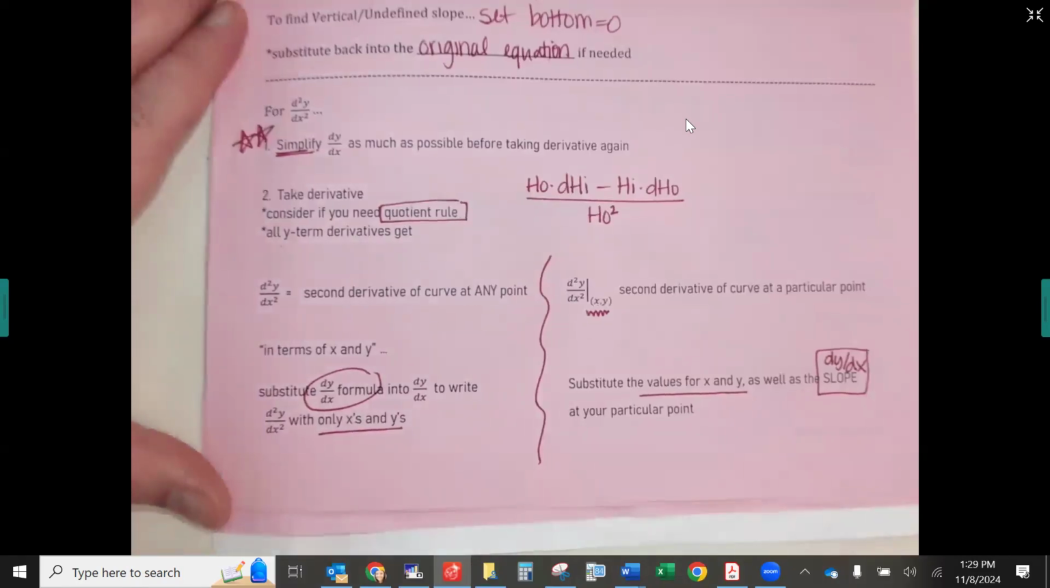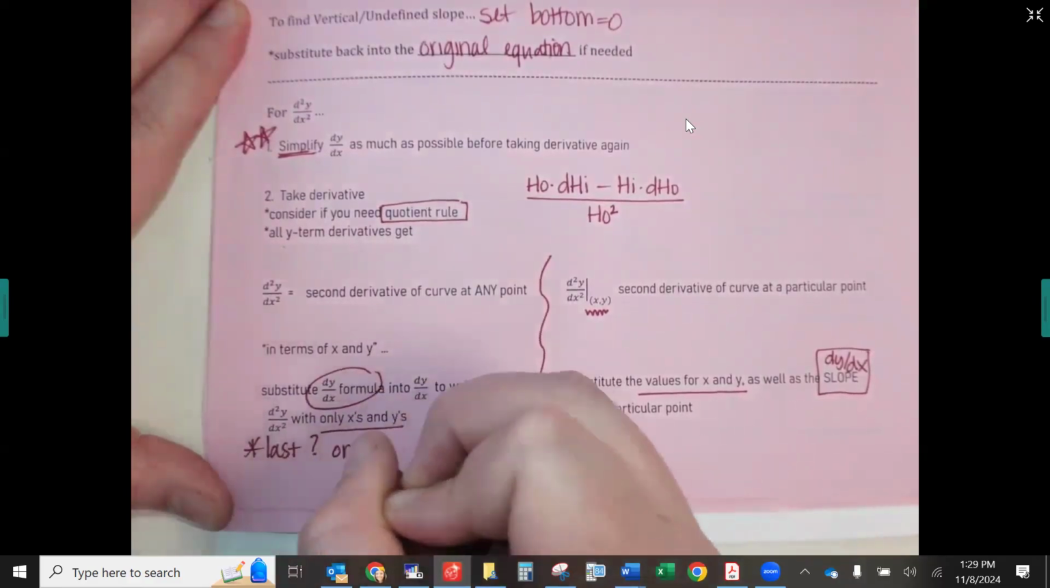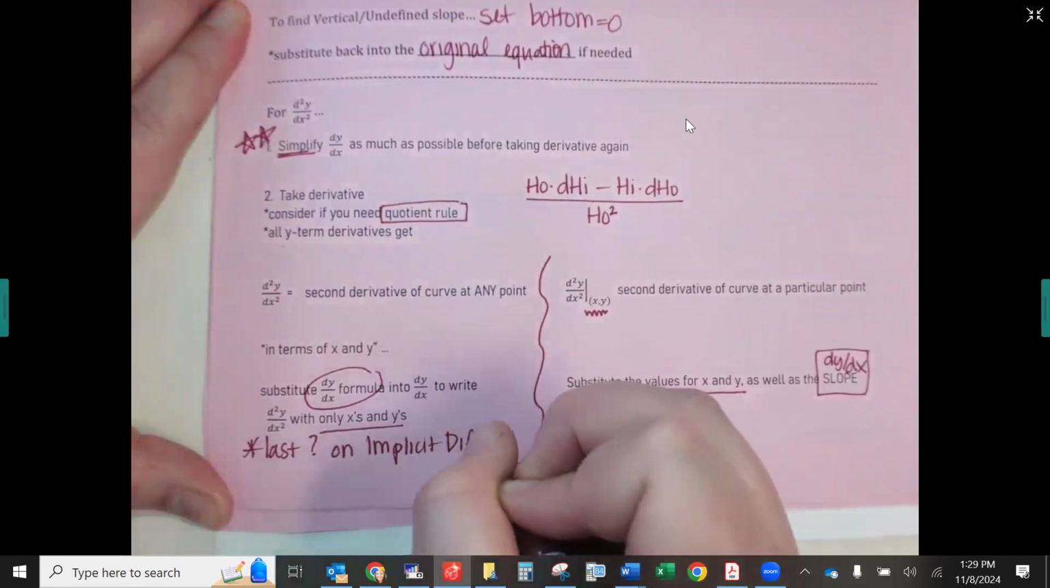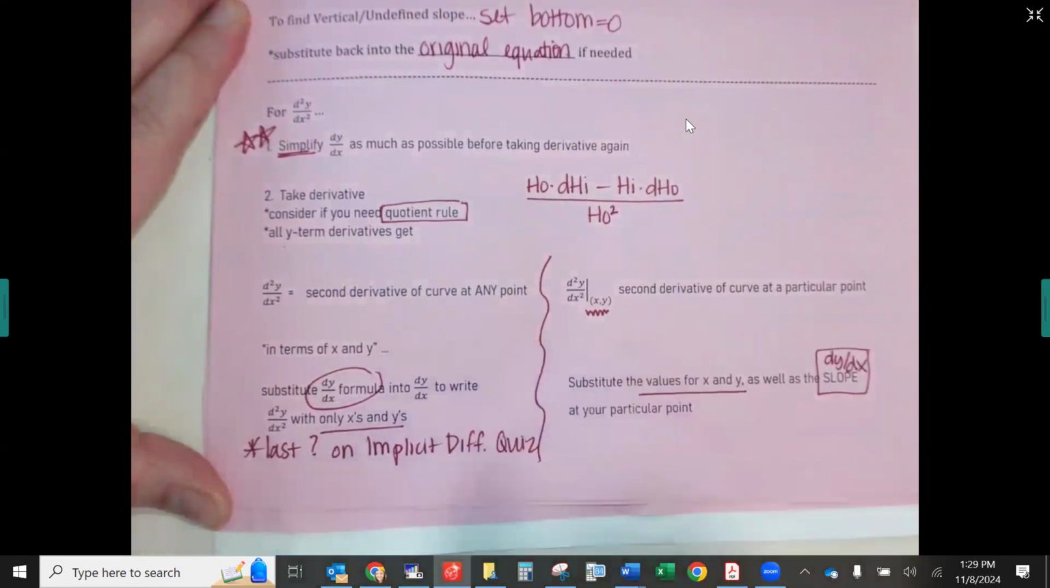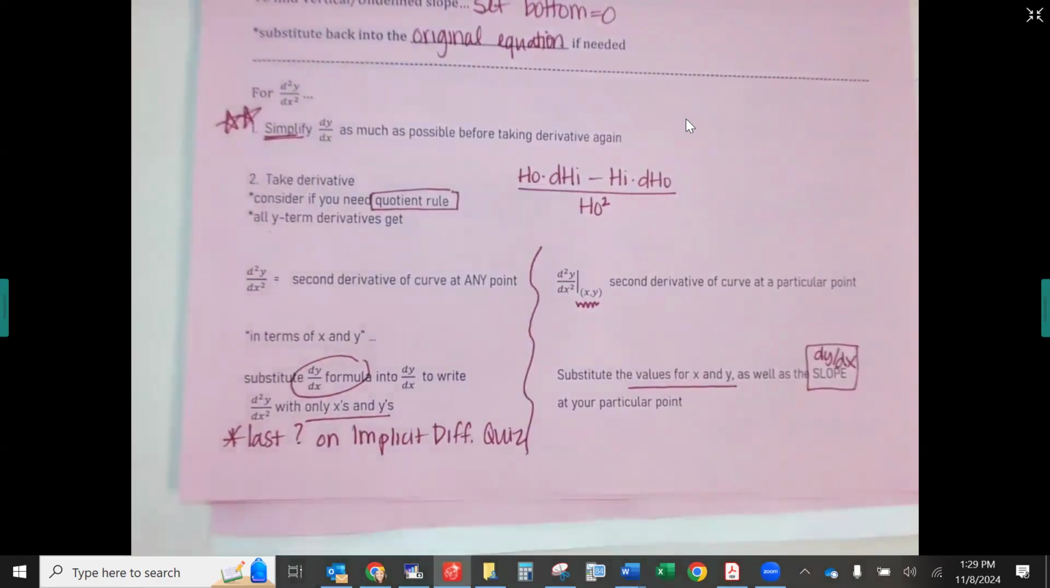Okay, if you want to know what I'm talking about, look at the very last question on your quiz that I just handed back to you. Okay, the very last question where your second derivative needed to be only x's and y's. So if you want to put right here, let's do last question on your implicit quiz. Okay, however, I do not think that that is on your test, but I can double check in a minute.